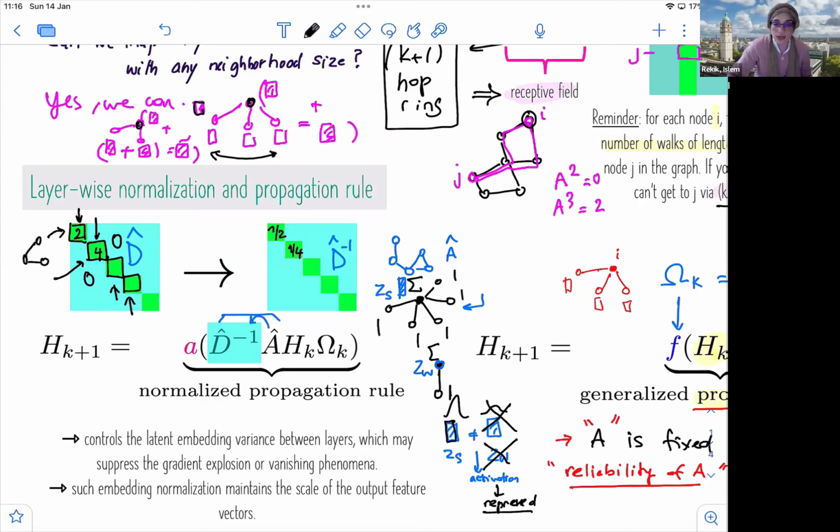Which is something we don't want, because this node may actually be very important, and we still maybe want to classify it if we do node-based classification. So we need to normalize with respect to the size of the neighborhood. So we need to divide by the size of the neighborhood, and this is what we're doing here.